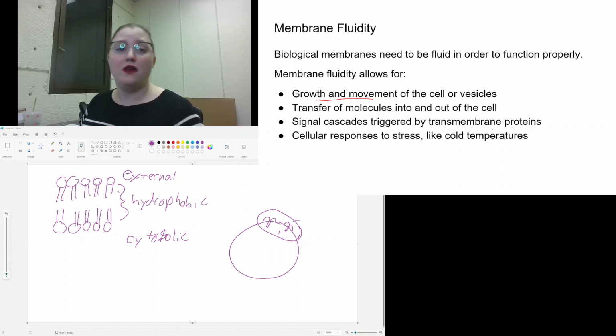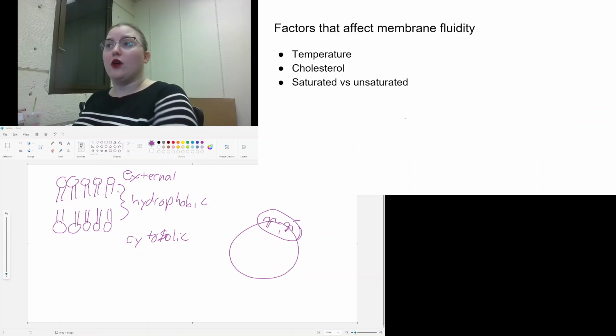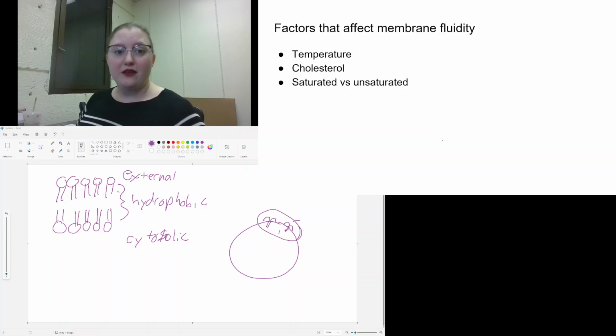Signal cascades, those require membrane fluidity because the proteins that conduct those signal cascades are spanning the membrane. So the fluidity, the movement of the membrane is going to affect how those signaling proteins operate. And responses to stress like cold temperatures. So membrane fluidity is affected by different factors. We got temperature, we got cholesterol, and we got saturated and unsaturated fats.